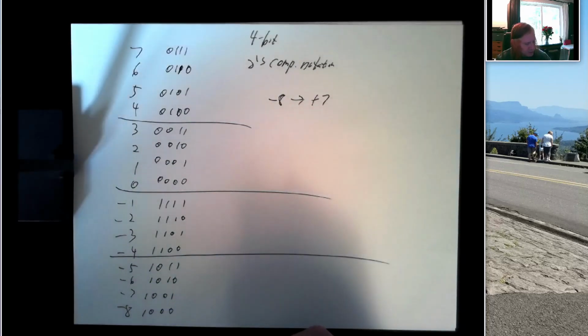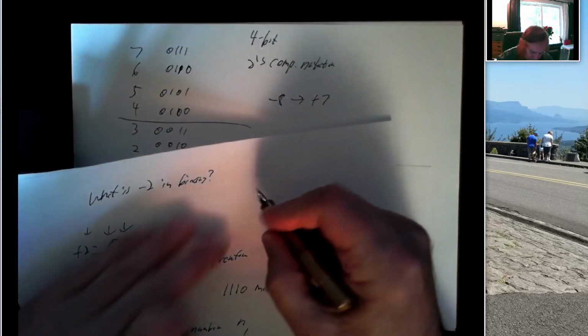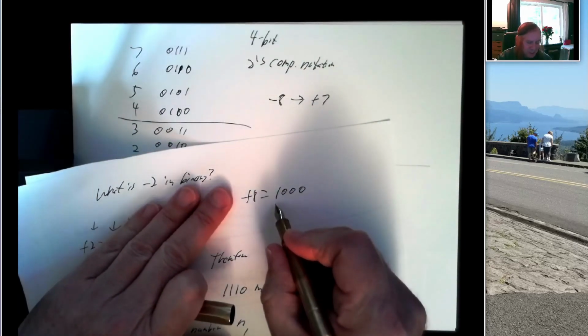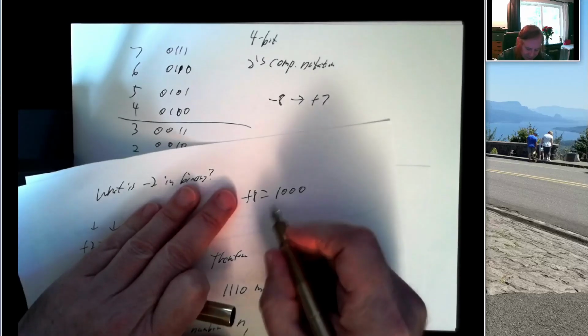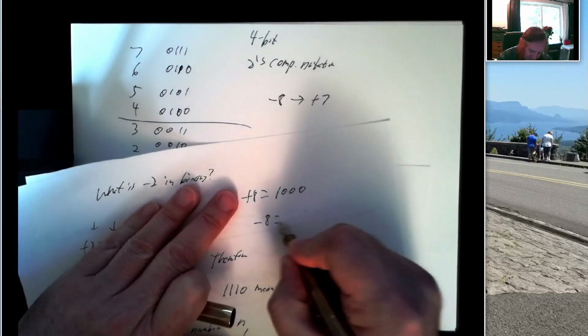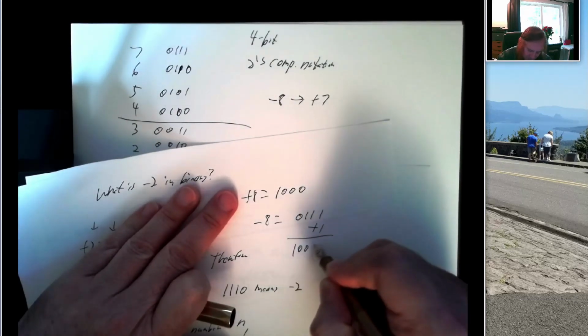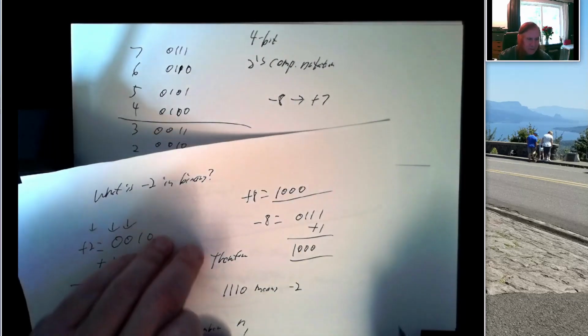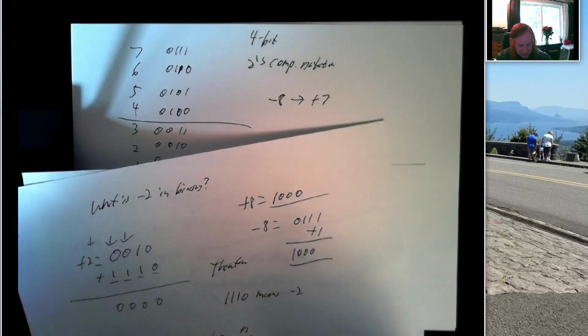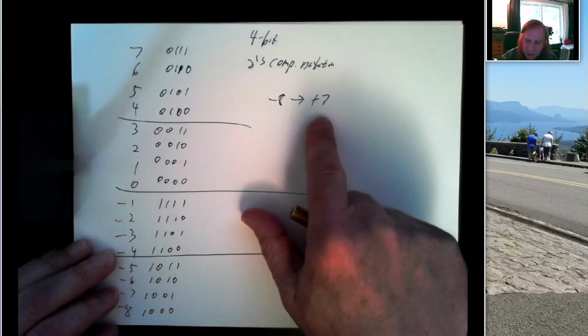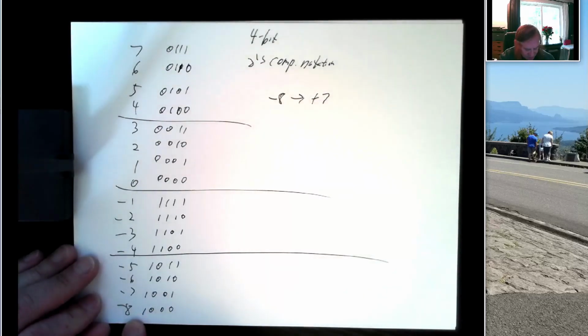Why? Because if I tried to write +8, first of all, that 1 there would say, hey, this number should be negative. But if I tried to complement it, I would take all of these bits, invert them, add 1, and end up with the same bit pattern. So we cannot validly represent the number +8 in 4-bit 2's complement. We can only go up to +7, but we can do -8.